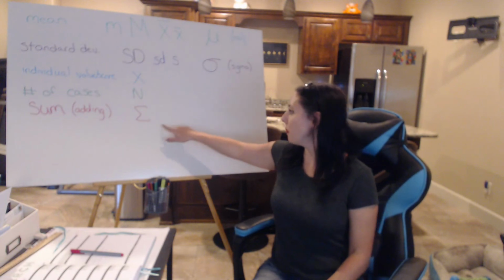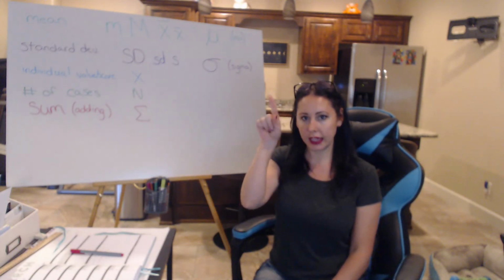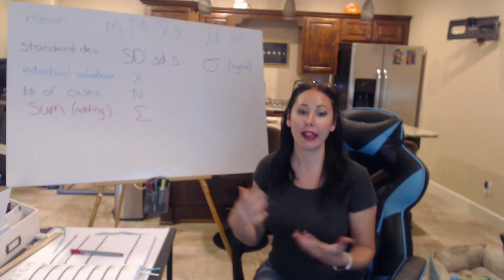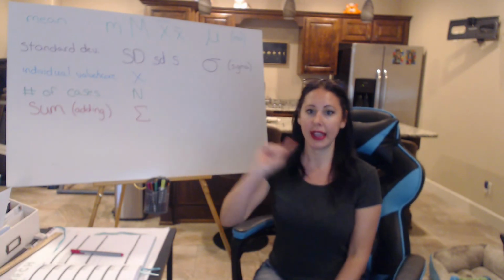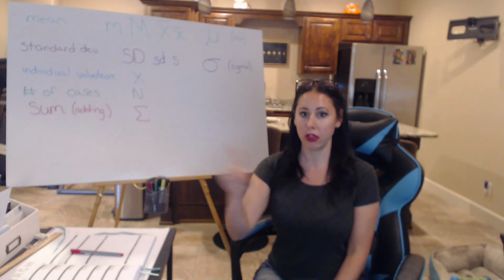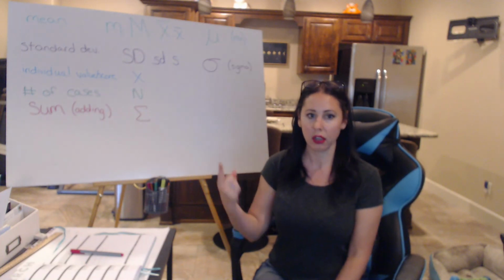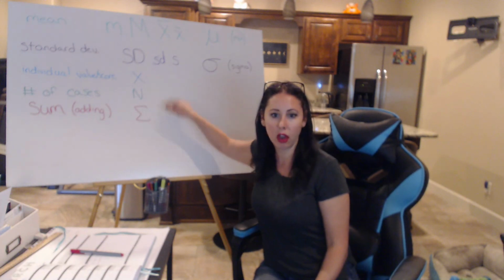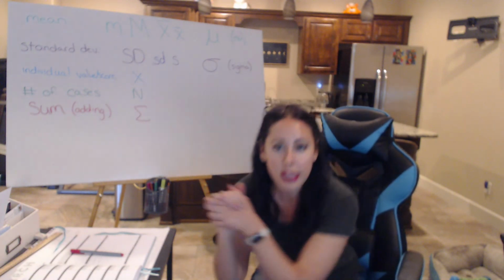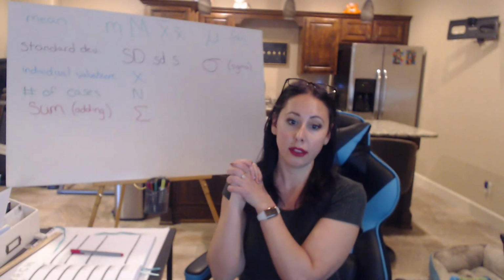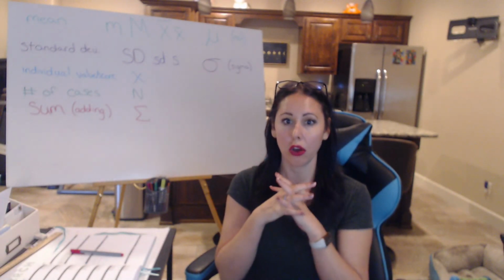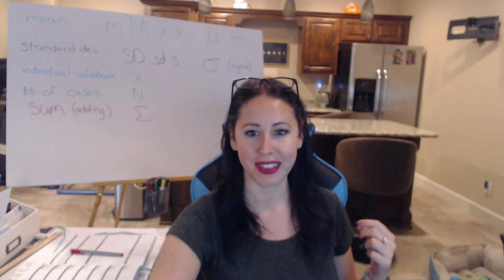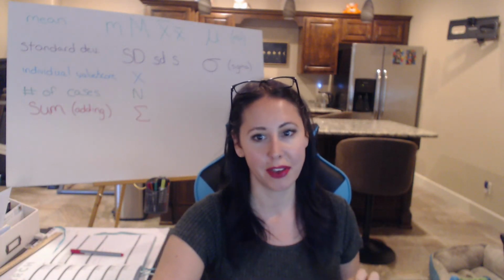And then this uppercase sigma that looks kind of like an E with some extra points on it is your sum. You're adding things together. If I was adding all of those course scores together, I would do sigma X, the sum of X, all of those added together. These are symbols, letters that you're going to see all throughout the next few textbook chapters. So it is helpful to go ahead and memorize what they stand for. Let me know if you have any questions.